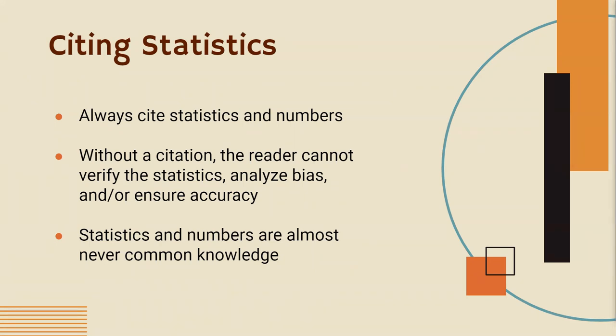I don't want to cause too much stress with what is common knowledge and what isn't. Ultimately, if you don't know if it's common knowledge or not, you should go ahead and cite it. Better. You're not going to have points counted off for citing something when you didn't have to. You'll have points counted off if you didn't cite something that you should have. But just include statistics and numbers. Just always think of those as something you should cite.